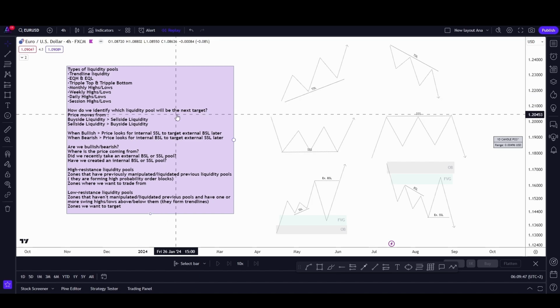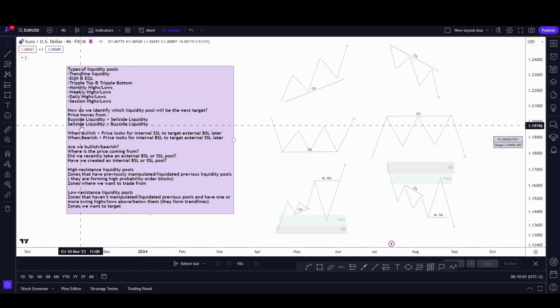So how do we identify which liquidity pool will be the next target? Well, something that you should keep in mind is that price moves from a buy-side liquidity pool to a sell-side liquidity pool, and vice versa, from a sell-side liquidity pool to a buy-side liquidity pool. So if we have recently taken a buy-side liquidity pool, price will be going for a sell-side liquidity pool. And the same, if we have taken a sell-side liquidity pool, price will be going and targeting a buy-side liquidity pool. So that's how we identify the next draw on liquidity or the next target.